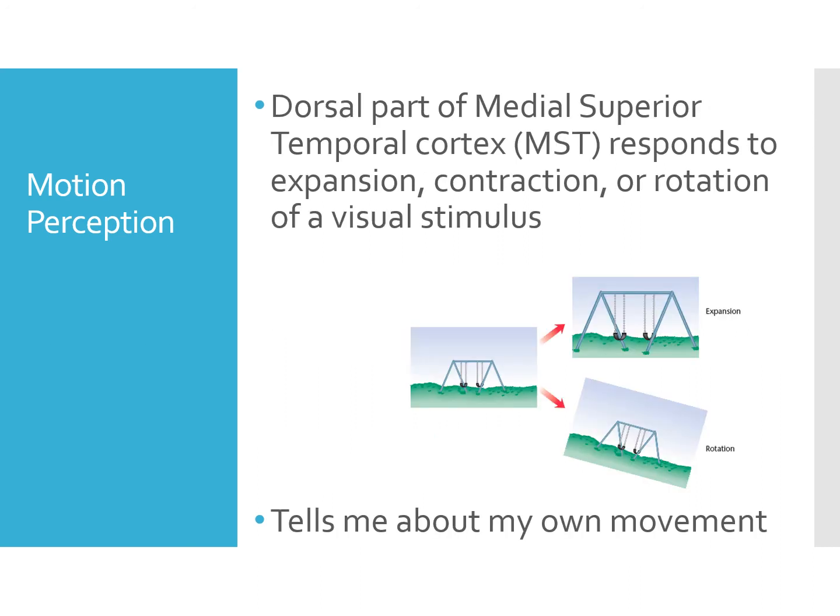In MST, and specifically in the dorsal part of this medial superior temporal cortex, our neurons are responding to expansion, contraction, or rotation of visual stimuli. And so what this is going to tell me is, if I'm looking at the swing set and it expands, it gets larger, that's because I've moved toward it, right? And if it rotates over to the right like that, that's because I've tilted my head. So MST is really telling me about my own movement relative to the environment.